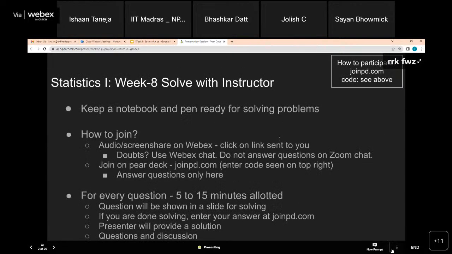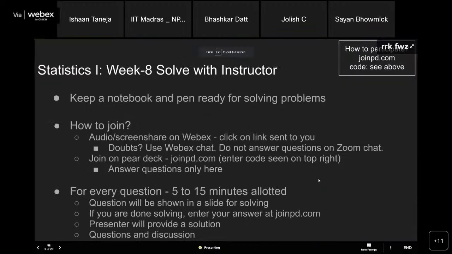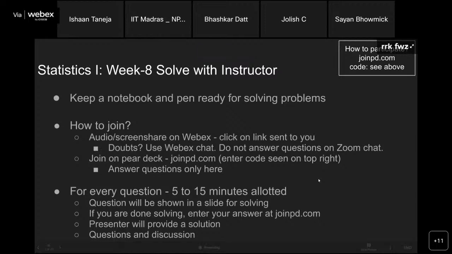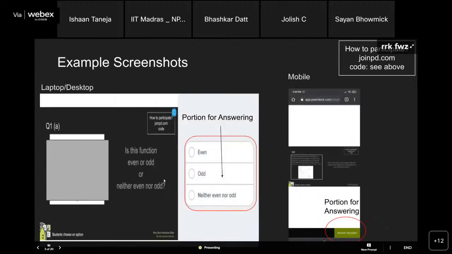I think most of you are by now aware of the instructions, right? So keep a notebook and pen with you to solve the questions. You will see the questions on your screen, and to answer them, you can go to joinpd.com. You have already entered the code shown on the top right of your screen. For every question, you will be given some time to solve and input your answer. Please don't type your answer in the chat. You just input it in joinpd.com so we can discuss it later.